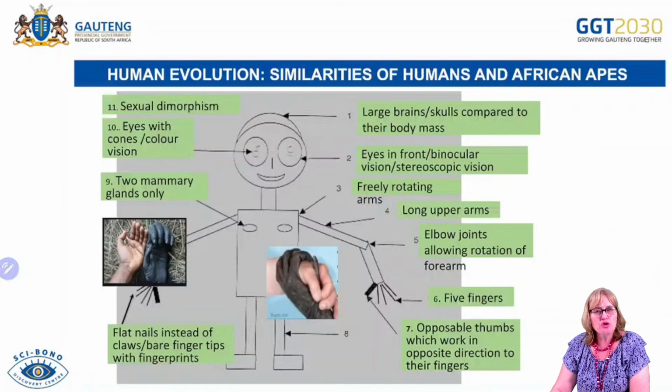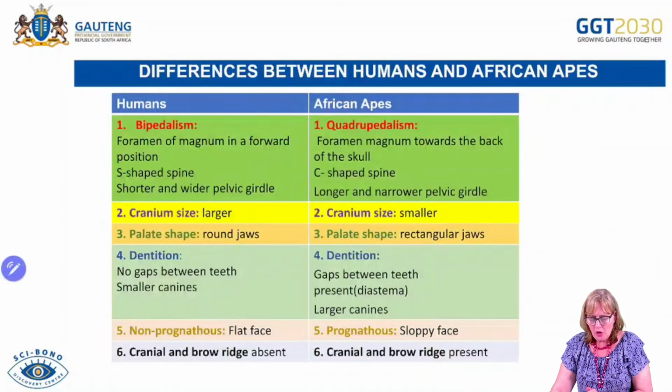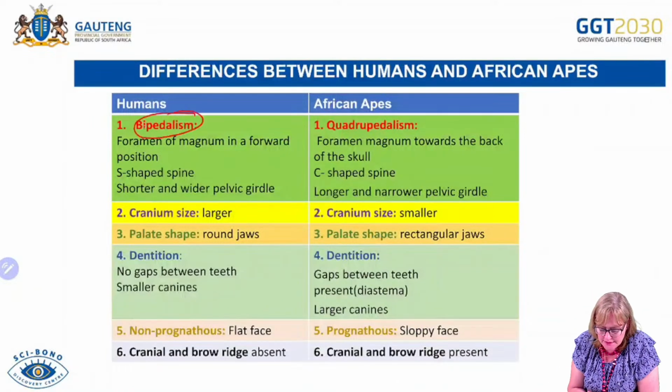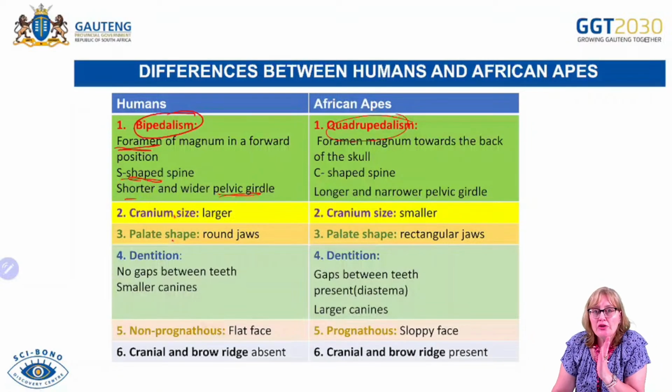But let's just look at human evolution as well. Human evolution, I'm not going to go through all of this because of time. I'll just say that you need to know what the similarities between us and the African apes are, right? This picture here shows it nicely. Also, what are the differences? Bipedalism, quadrupedalism, and what is the evidence they use for that? The foramen magnum, S-shaped spine, and the pelvic girdle, right? Cranium size, palate shape, dentition, prognathous or non-prognathous, and cranial and brow ridges. You need to know the differences there.